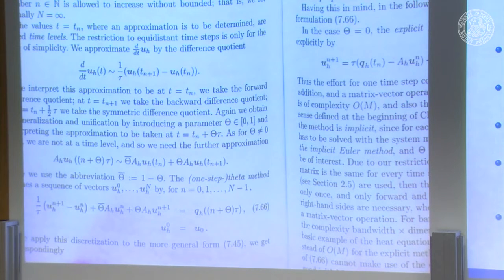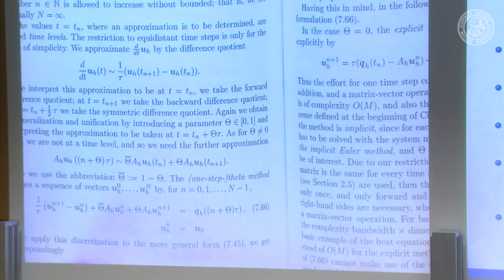Anyway, so the idea is now to say, okay, this is a difference quotient. This difference quotient substitutes the time derivative. The time derivative is supposed to be, according to our ordinary differential equation, minus a times u(t). Now the question is, at which point t we think that this difference quotient is the appropriate approximation.